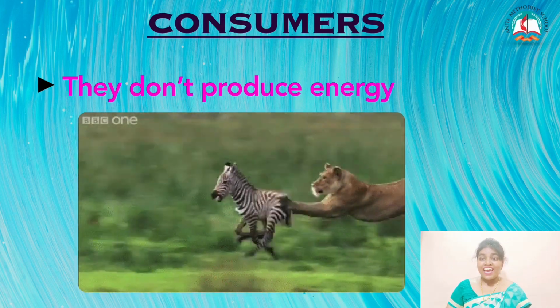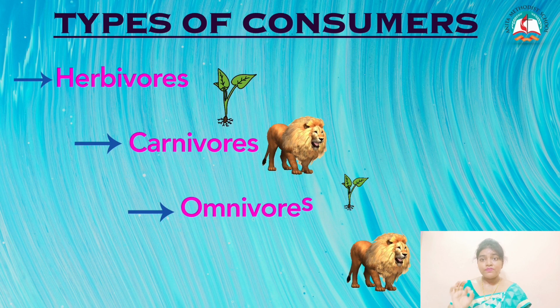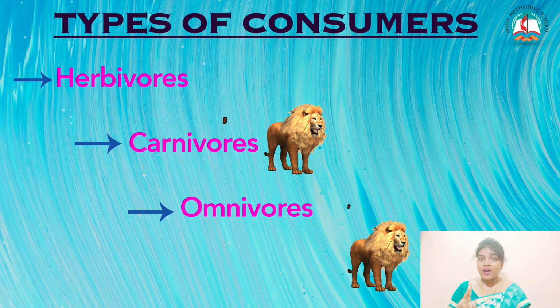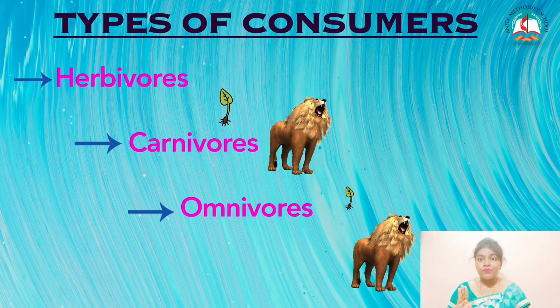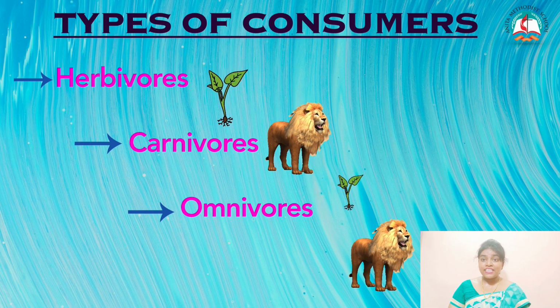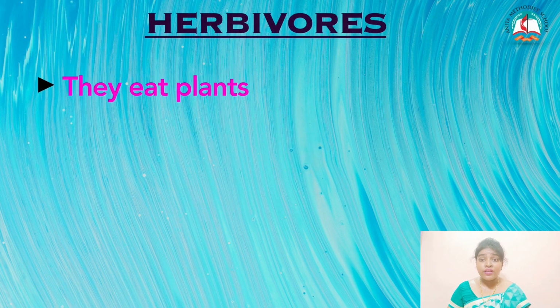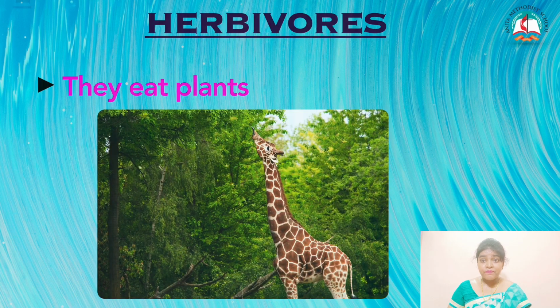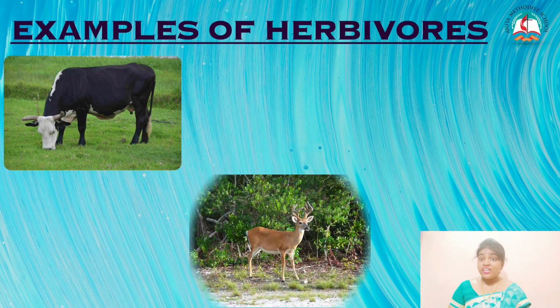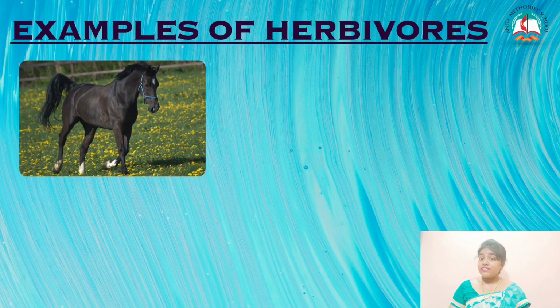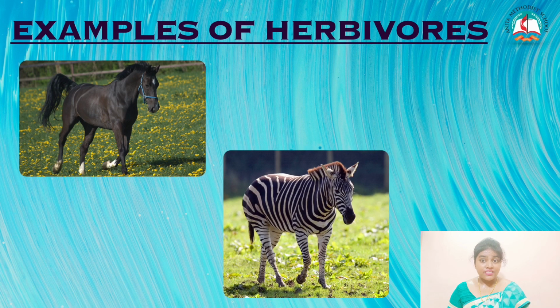Okay, right. And there are three types of consumers. The first one is herbivore. The second one is carnivore. And the third one is omnivore. Let's see it one by one. Why do we call it herbivore? They eat only plants. For example, animals like cow, deer, giraffe, horse and zebra. They eat grass. They eat only plants, and that's why they are called herbivorous animals.